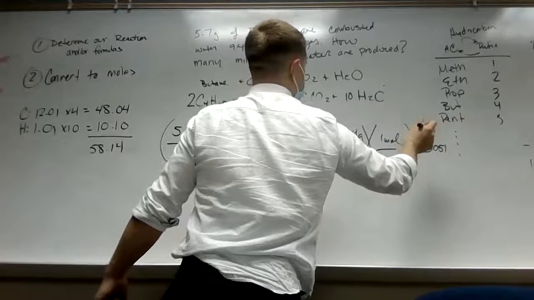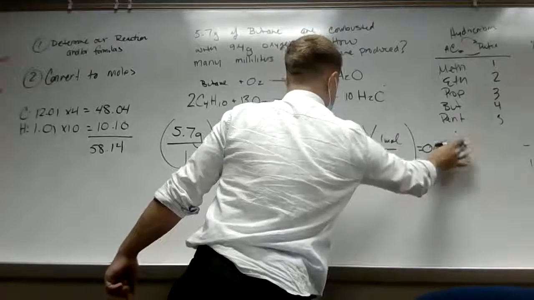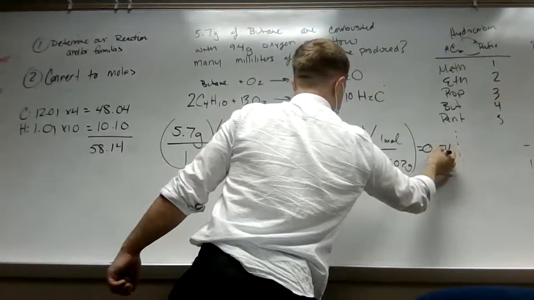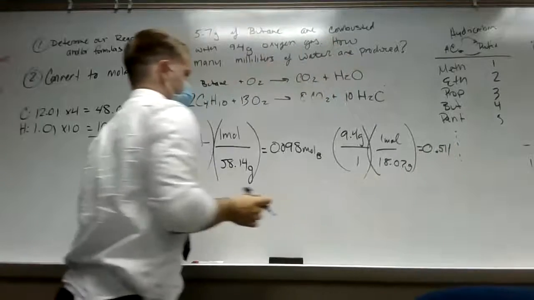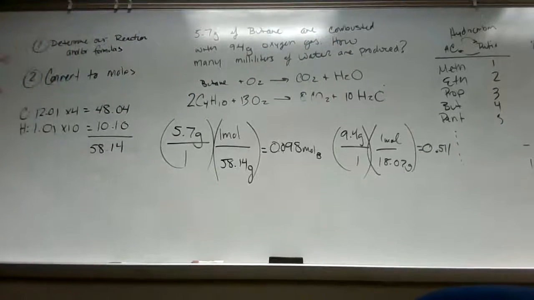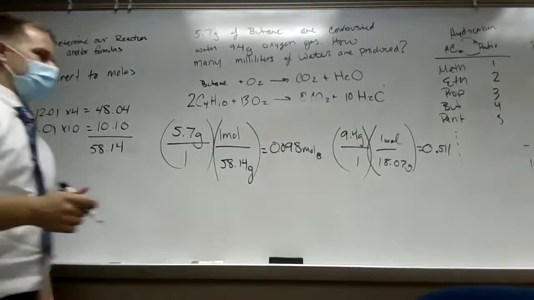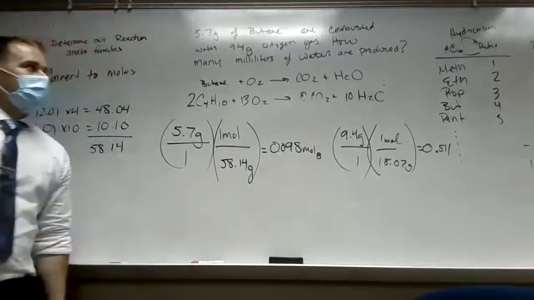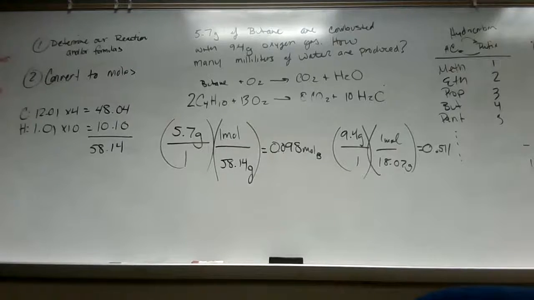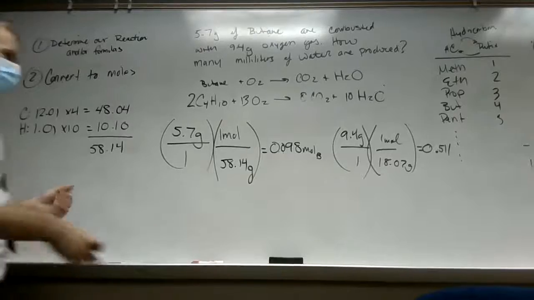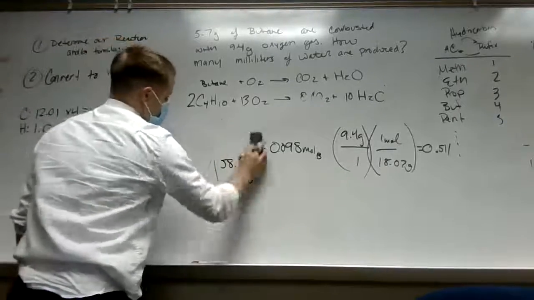Try that again. You're off. Just over half. 9.4 out of 18.02. So we get 0.511. So now we know how many moles of butane we have and how many moles of oxygen we have.